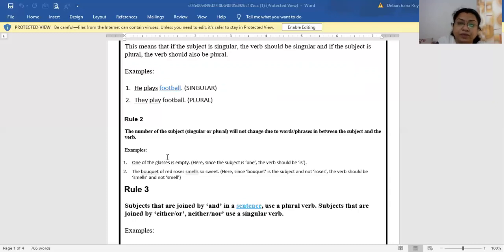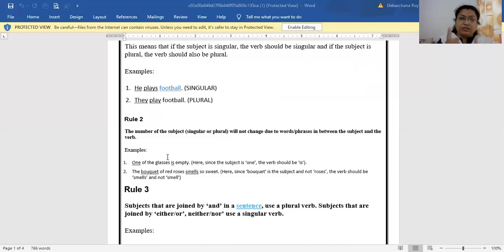Children, the number of the subject, whether it is singular or plural, will not change due to words or phrases. इसमें कोई भी changes आपको नहीं दिखेंगे. The examples are very clear.